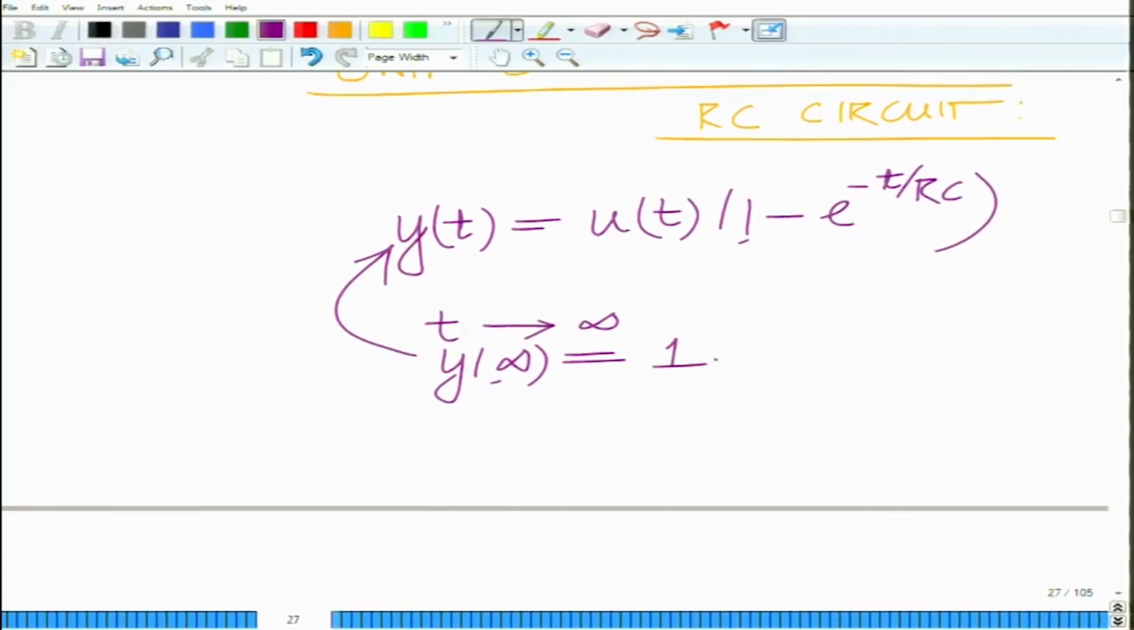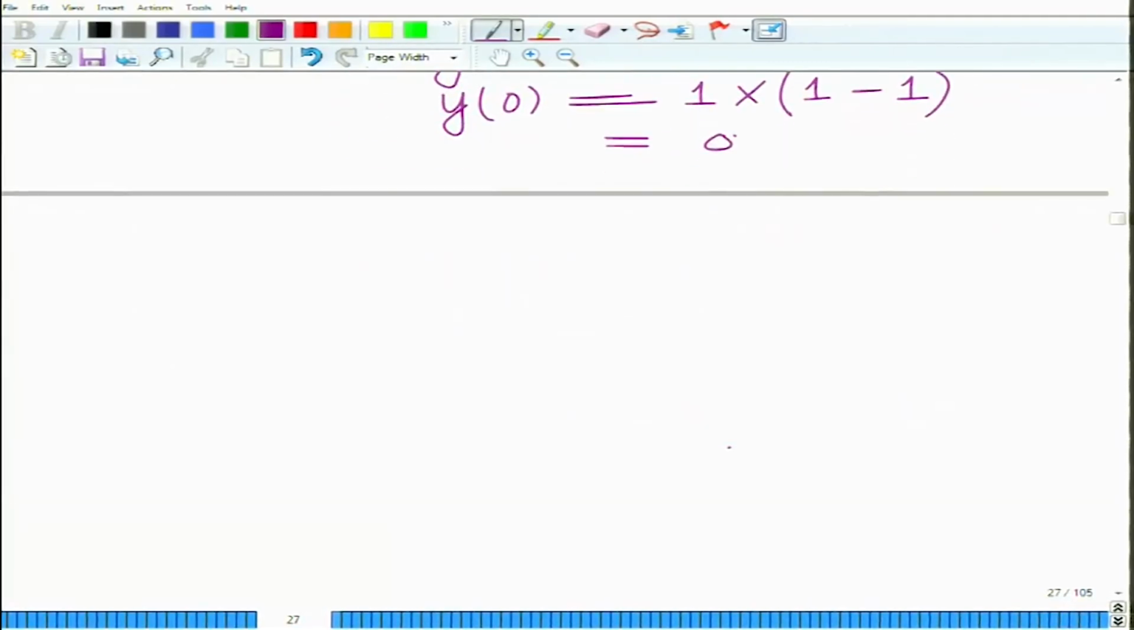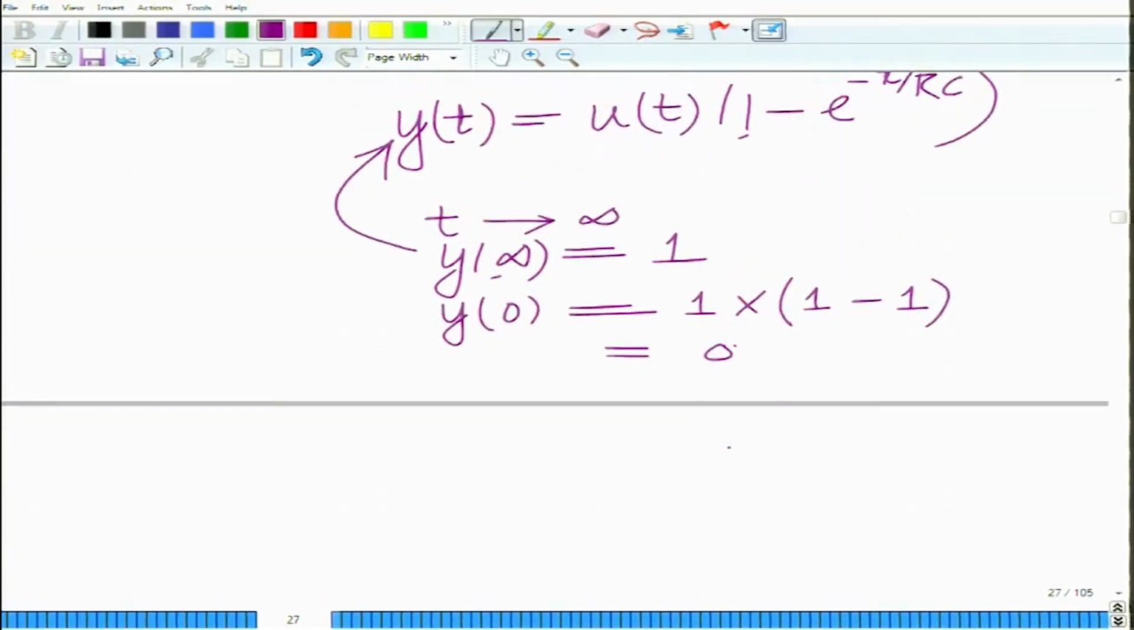Now, if you look at the initial value, y of 0, that is also fairly clear. y of 0 equals u of 0, which is 1, into 1 minus e raised to minus t over RC, that is 1 minus 1, so this is 0. So, it starts from 0 and rises to 1, that is what we have seen. Now, the final value y infinity is 1.